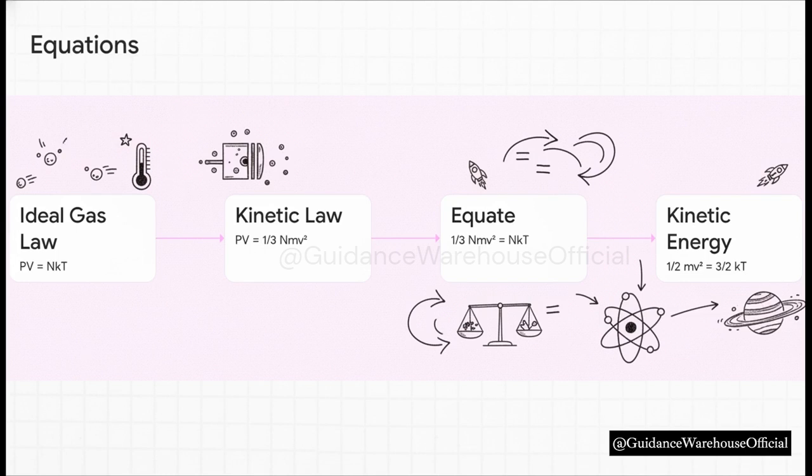The Ns immediately cancel out, and if we rearrange the numbers just a little bit for step 4, we get a truly groundbreaking result. 1/2 m v squared equals 3/2 kT. Notice what's sitting on the left side of that equation? 1/2 m v squared. That is the exact formula for kinetic energy.